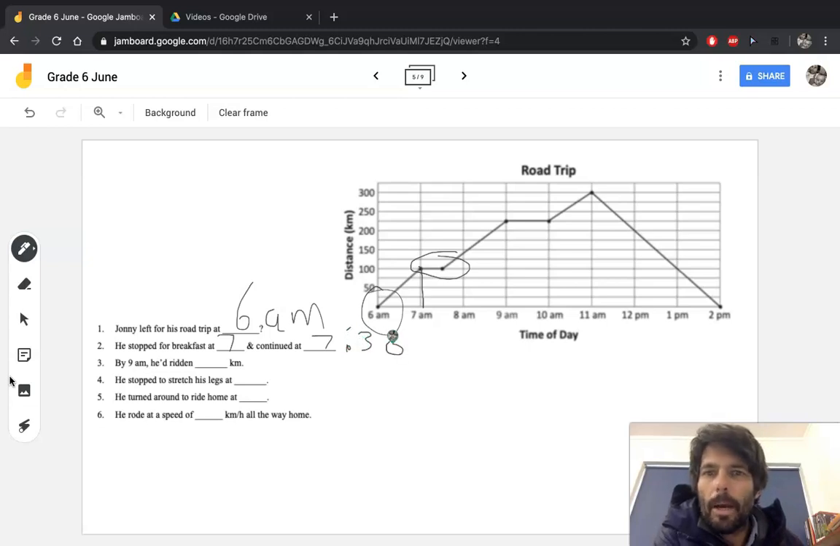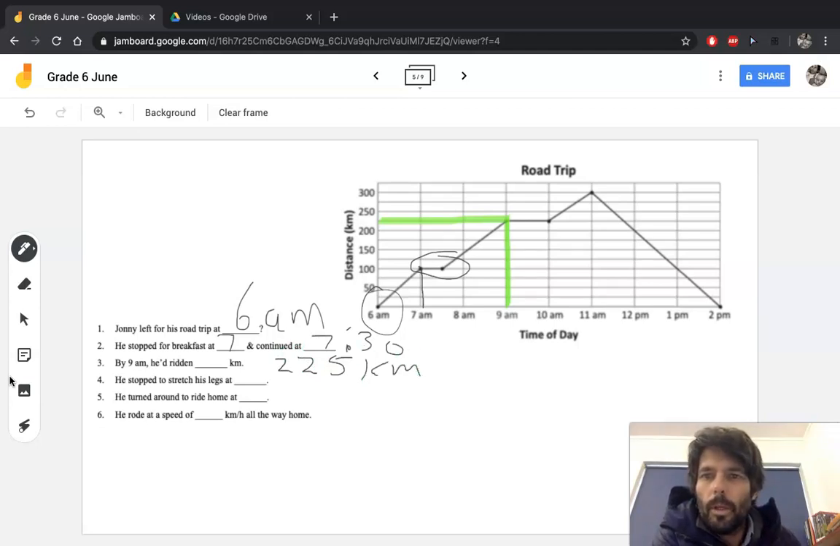Third question, by 9 a.m. he had ridden how many kilometers? So here we just look at 9 a.m. and we go up to the graph and we go across to the vertical axis. And now you need to figure out what the scale of the vertical axis is, and you should be able to work out that each horizontal line is worth 25 kilometers. So you can see that that's going to be 225 kilometers.